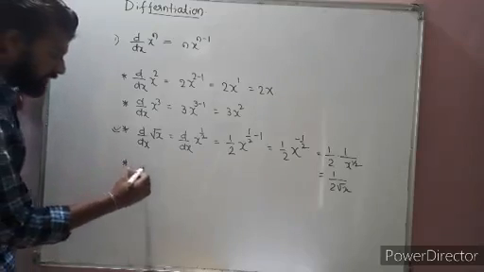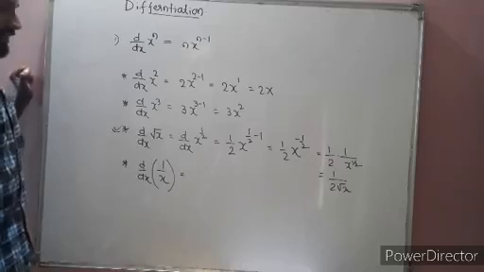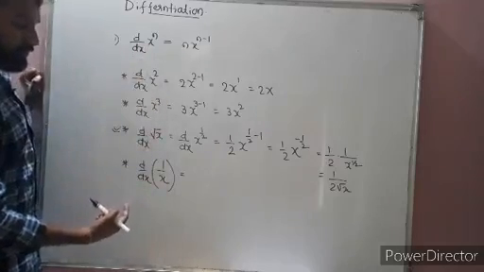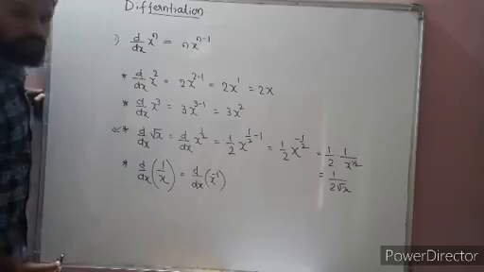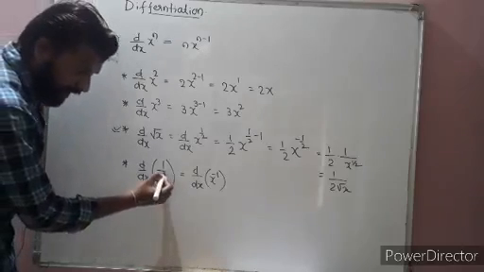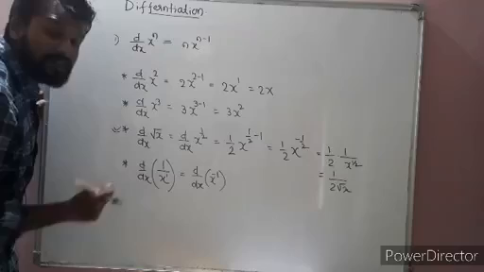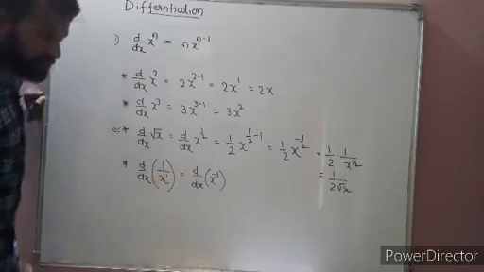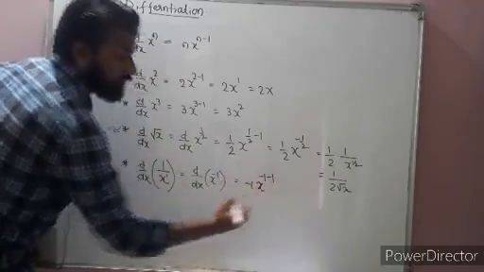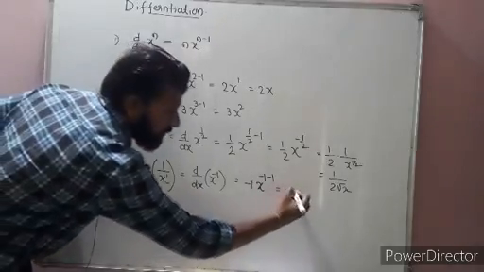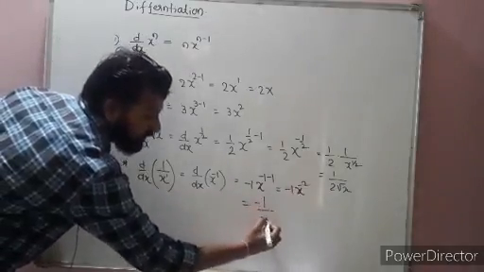And what if I tell you d by dx of 1 by x? So you'll ask, sir, how can I use this formula in this one? Yeah, we can. I can write this as d by dx of x raised to minus 1. How minus 1? As we all know, this will be 1 by x power 1. Whenever the denominator goes to the numerator, its power sign has to be changed. So this is x to the power minus 1. And again, let me apply the formula. The formula says minus 1 into x to the power minus 1 minus 1. So this is minus 1 into x to the power minus 2. Or you can write this as minus 1 divided by x square.